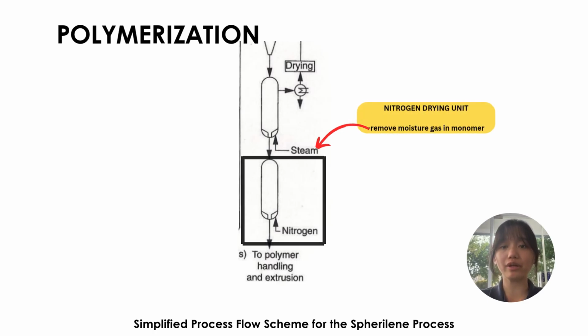After steam, the polymer becomes wet. The wet polymer is sent to the nitrogen drying unit. Dry nitrogen gas will remove all the moisture from the polymer. Nitrogen gas is recycled after drying.